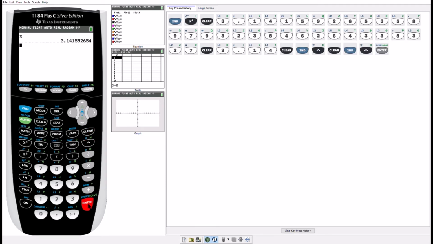Let's see how many digits are in there. There we go. That's how many the calculator uses. Or for 2 times pi, we could do 2 times pi, and the calculator will just know what to do with it. That comes in handy if you're ever calculating things with circles. Good to keep in mind.